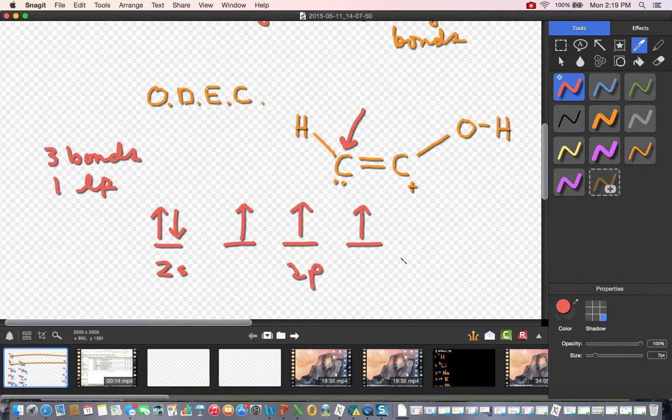To find the formal charge, I need the number of valence electrons of carbon, which of course is 4, and I subtract the number of arrows from Odec, which is 5. 4 minus 5 is -1. This carbon is better known as a carbanion, and it has a negative charge.